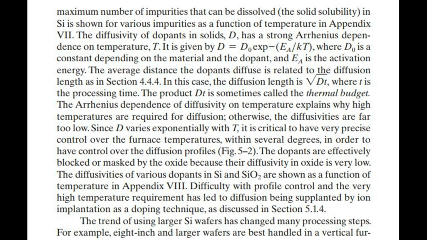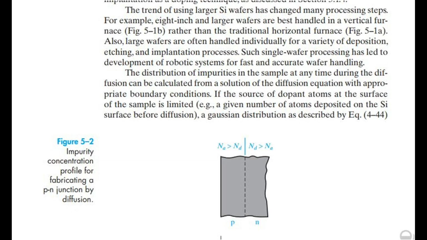The trend of using larger silicon wafers has changed many processing steps. For example, 8-inch and larger wafers are best handled in a vertical furnace, Fig 5.1b, rather than the traditional horizontal furnace, Fig 5.1a. Also, large wafers are often handled individually for a variety of deposition, etching, and implantation processes. Such single wafer processing has led to development of robotic systems for fast and accurate wafer handling.